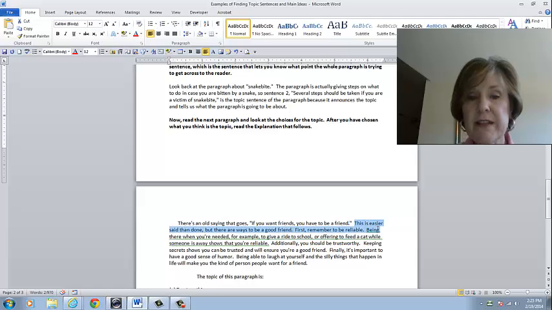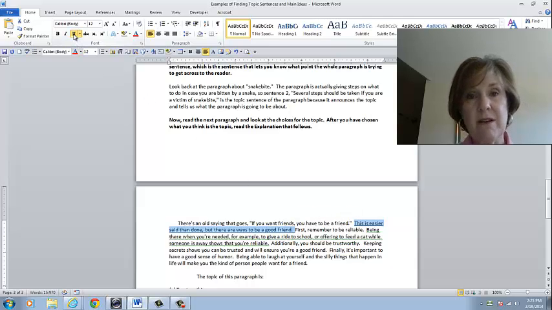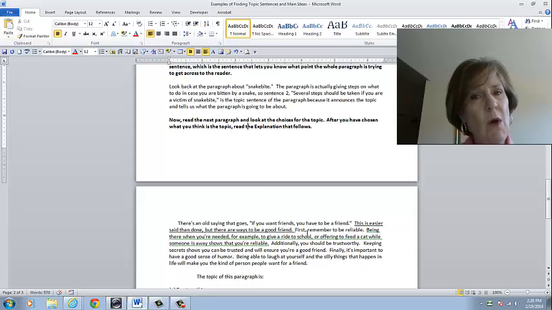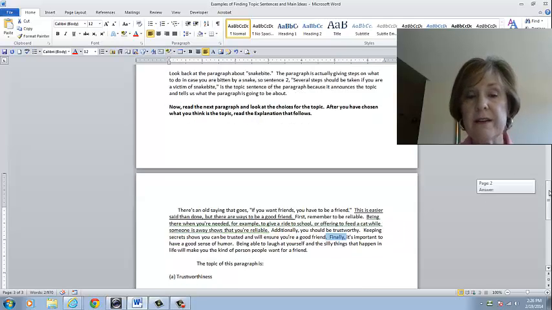This is easier said than done, but there are ways to be a good friend. That sums it up. So all of the rest of the sentences are telling you ways that you can be a good friend. Once again, and this won't happen every time, but in these two examples it happens: first, additionally, and finally. It tells you the steps to be a good friend.